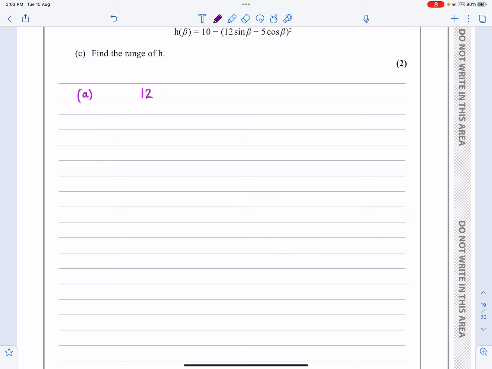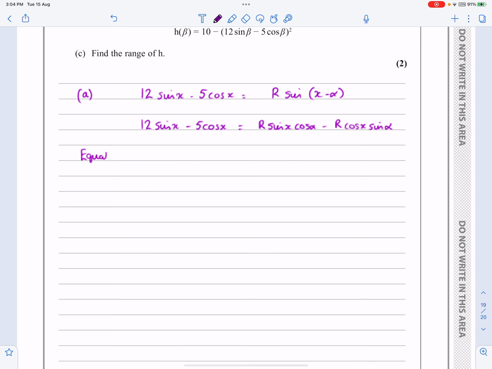They've said, can we express 12 sin x minus 5 cos x in the format of r sin(x minus alpha)? So this is sin(A minus B), and sin(A minus B) is sin A cos B minus cos A sin B. So just applying that means that I'm going to get 12 sin x minus 5 cos x. We don't do anything with that side, but this side, expanding that, gives us r sin x cos alpha and r cos x sin alpha.